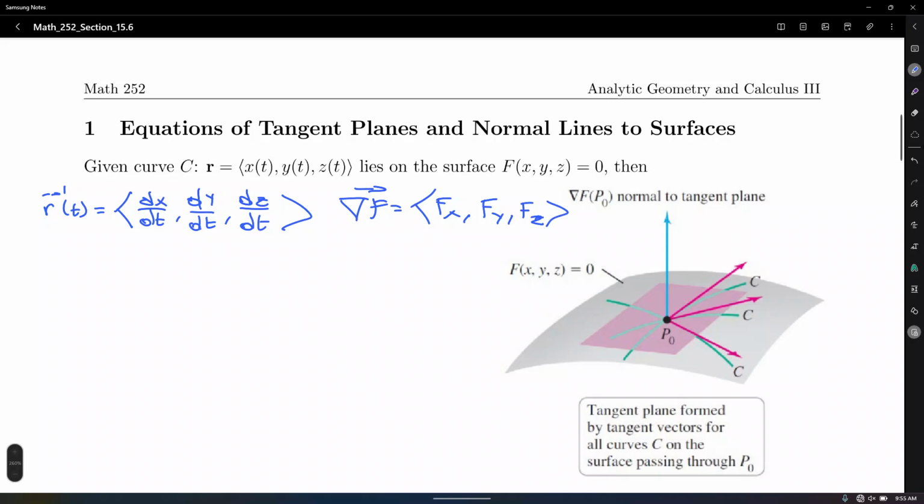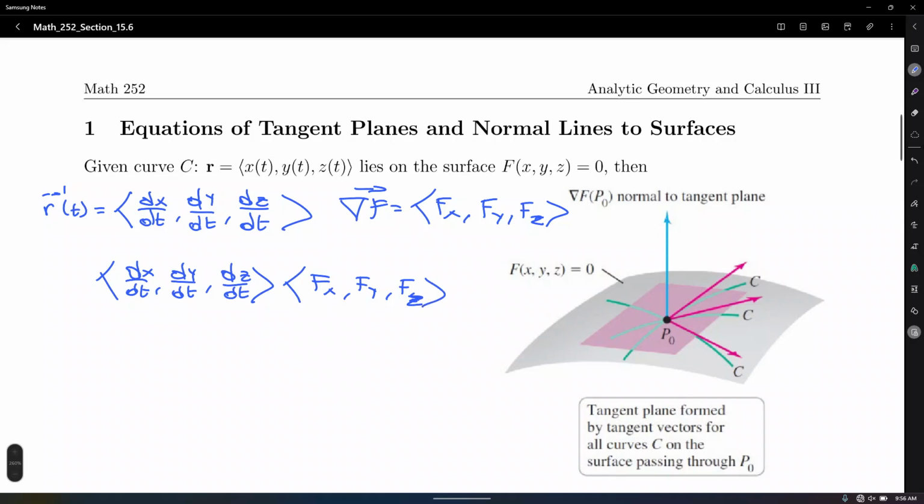All right. How about we find the dot product between these two vectors? All right. So let me dot product these two: dx/dt, dy/dt, dz/dt, dotted with f sub x, f sub y, f sub z.